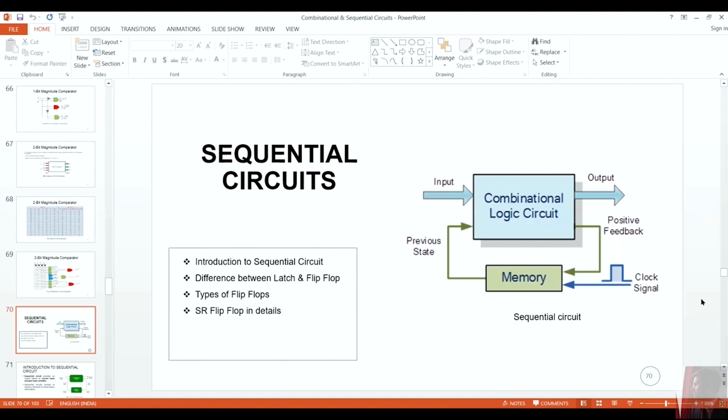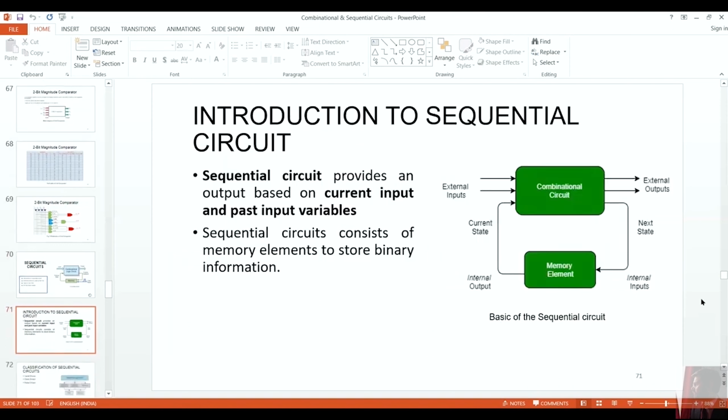When we're talking about sequential circuit, we're talking about combinational circuit definitely, and the memory can be combined or connected in a positive or negative feedback. So when I talk about sequential circuits, you can see that the external inputs can be provided to the combinational circuit, and the external output can be obtained.